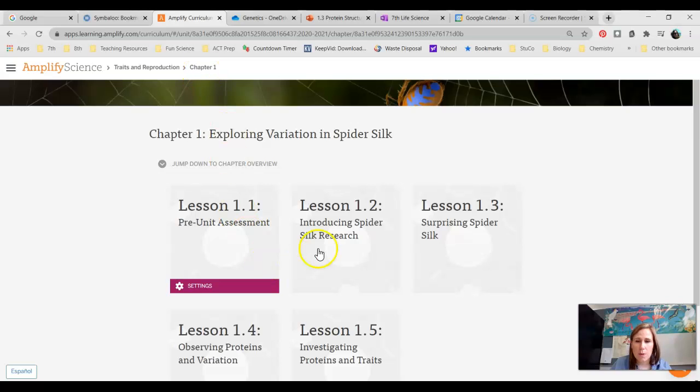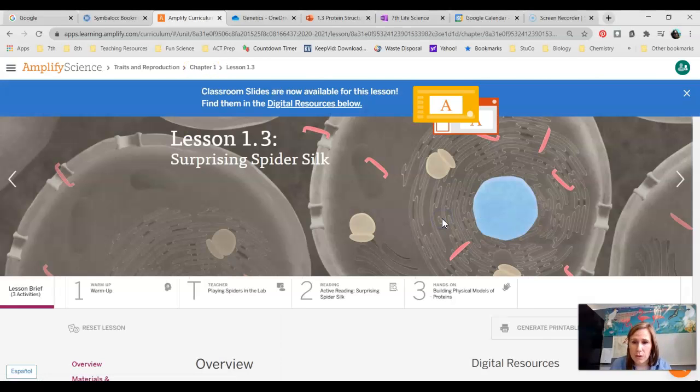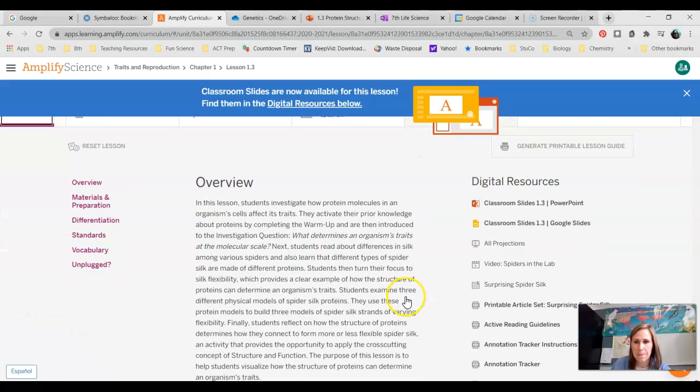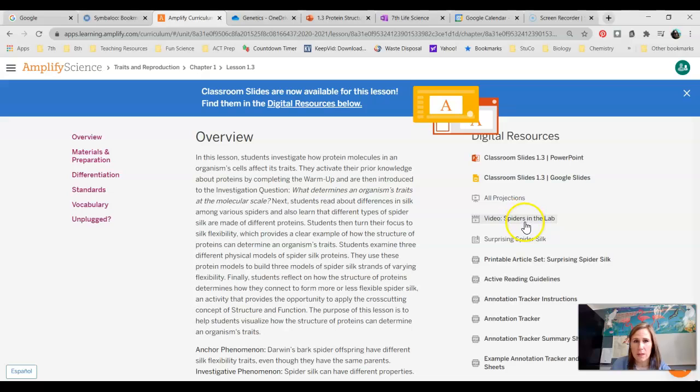Okay, so I click back on chapter 1. I'm going to go into 1.3. And in this unit, the only thing you guys will be completing is a little video, some reading, and then a hands-on activity. So a lot of that will be done actually answered questions in your team's assignments. Okay, so what I want you guys to do is, again, go to your lesson brief to the left of your warm-up. You'll go to the video Spiders in the Lab.